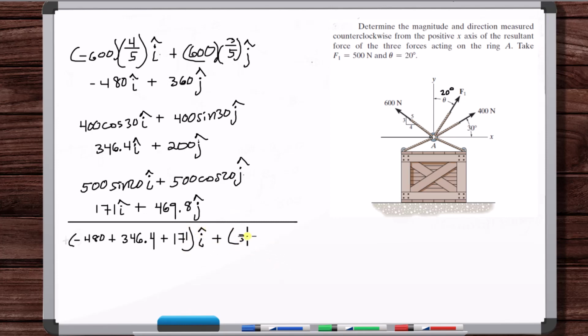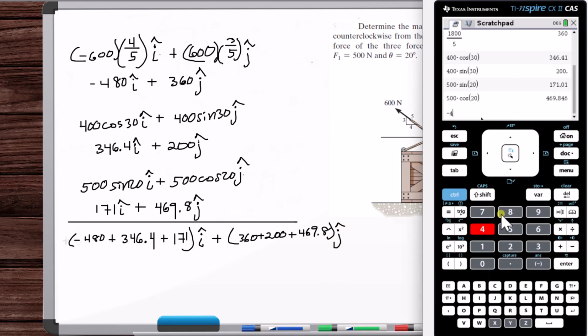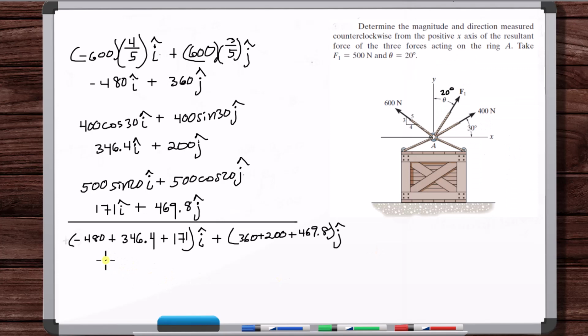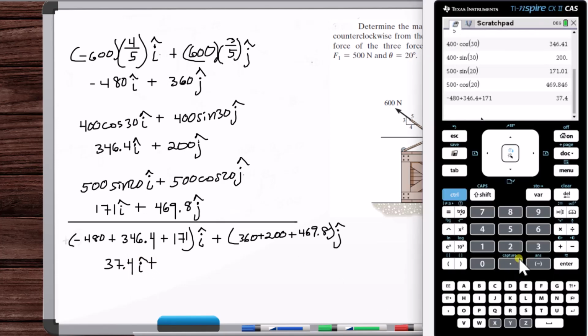Okay, now 360 plus 200 plus 469.8. Okay, minus 480, okay, 37.4. And then $1029.8.